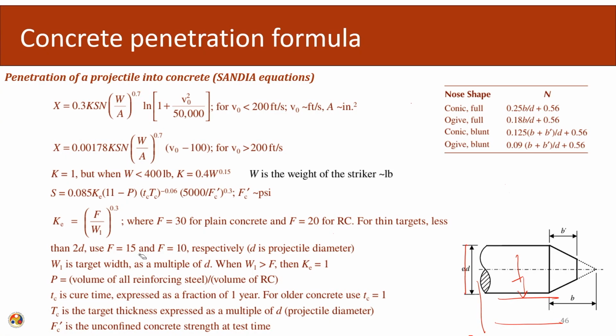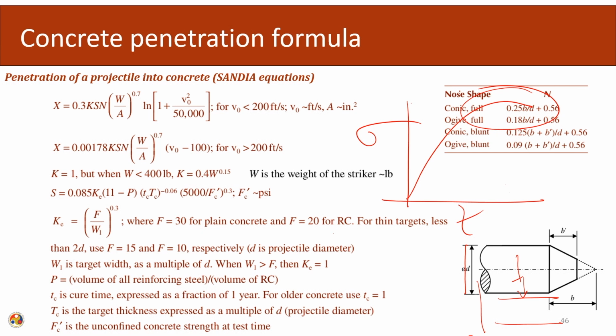Here the point to remember is that we are taking into account the property of the concrete to gain strength over a period of time. The degradation in the concrete owing to other environmental factors has not been considered. So, TC is the cure time expressed as a fraction of 1 year. For older concrete, TC is taken as 1. Again, capital TC is the target state expressed as a multiple of T, that is the projectile diameter that we explained just now, and F prime C is the unconfined concrete strength at test time.